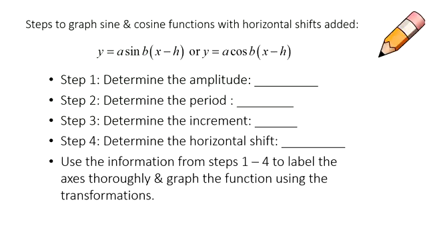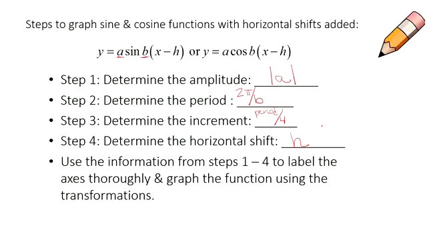Just remember, determine your amplitude, that is your A value right in front of the sine or cosine. Remember, it was the absolute value of that number. Determine the period. Now, the period, remember, was 2 pi divided by our B value. To find our increment, or what each tick mark would be counted up by, that was our period divided by 4. And then the horizontal shift is whatever the H value is.